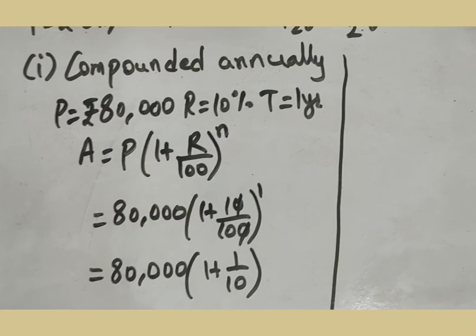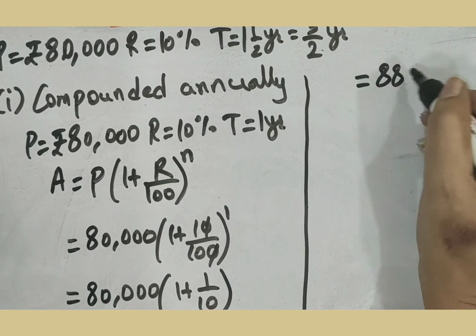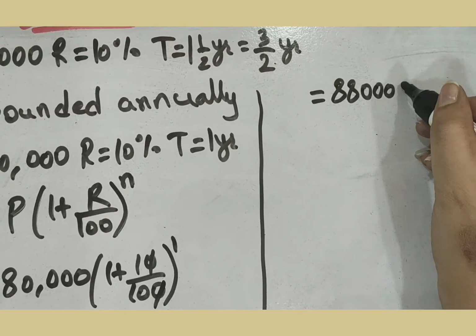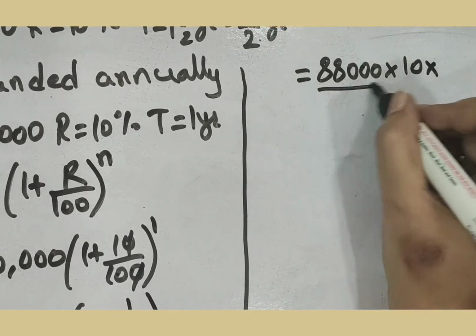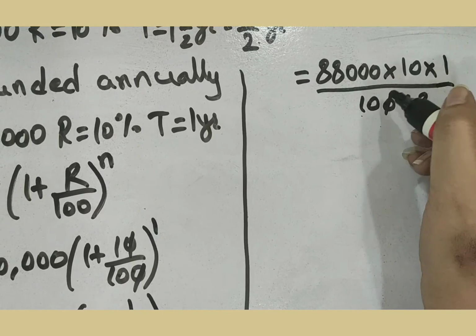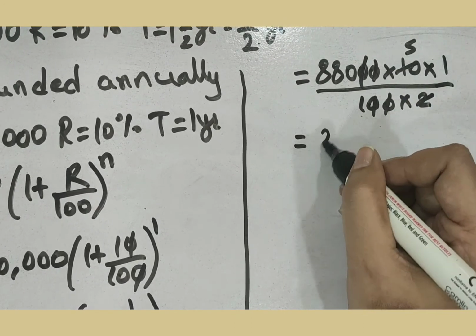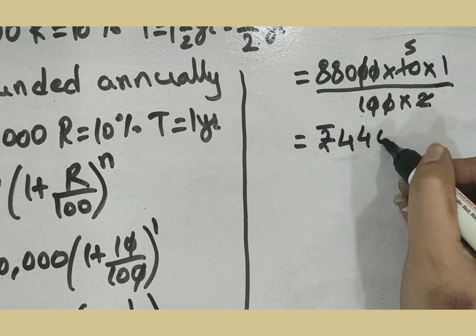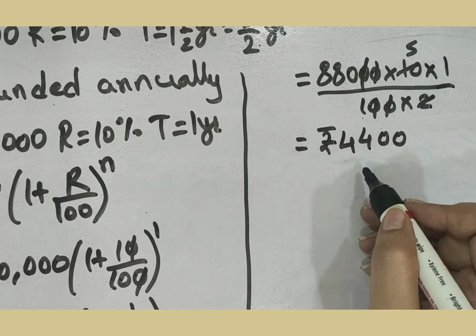So interest will be equal to 88,000 multiply by rate 10 multiply by time is 1.5. So 1 will and 2 will go in the denominator with 100. So here 0 0 cancelled. This will go by 5. So after multiplying, I will get rupees 4,400.